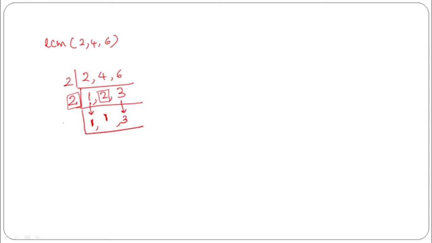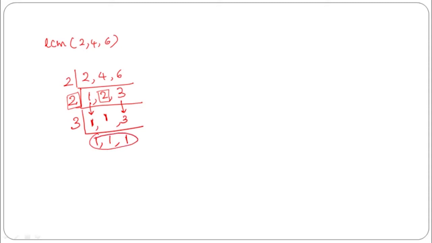Now at this point, can I use 2 again as the lowest possible prime factor? No, I cannot, because 2 does not divide any of the given numbers now. So I have to go to the next possible lowest prime factor, which is 3, because 3 will divide this 3 completely. So I will have 1, and 3 divided by 3 is 1. At this point, I can stop solving. Here, if you see, all the numbers are 1, 1, 1.